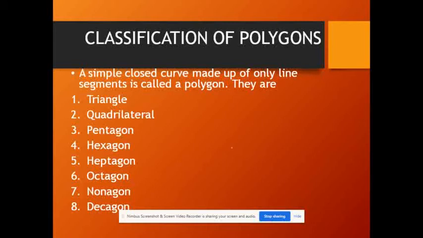Next, classification of polygons. A simple closed curve made up of only line segments is called a polygon. They are triangle, quadrilateral, pentagon, hexagon, heptagon, octagon, nonagon, decagon.